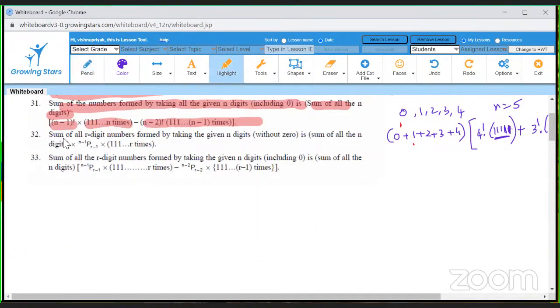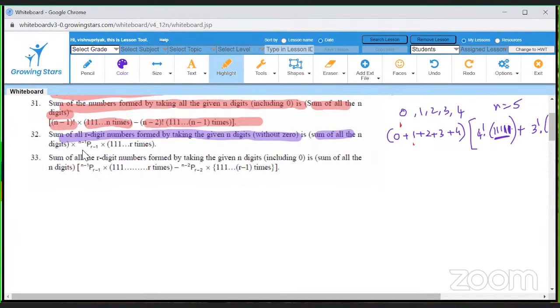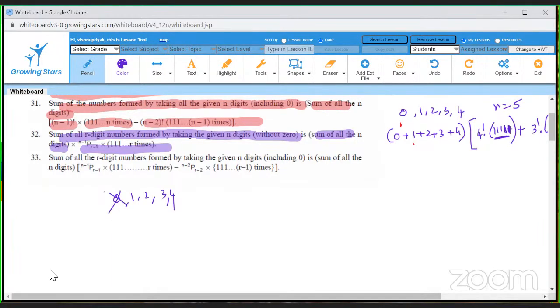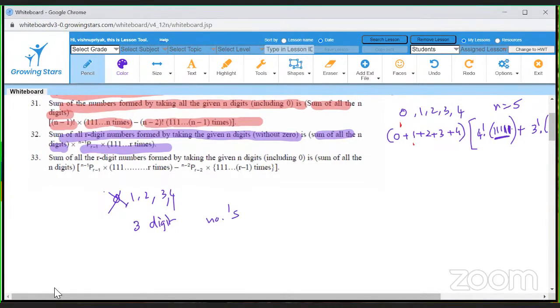Next, the sum of r digit numbers formed by taking n digits without 0 is the sum of all the n digits, n minus 1 P r minus 1, and 1, 1, 1 r times. Now, I'll give you 0, 1, 2, 3, 4, but 0 is not to be taken without 0. I'm taking r digits, like I'm taking 3-digit numbers. Make the 3-digit numbers and after that add them. Sum of 3-digit numbers.